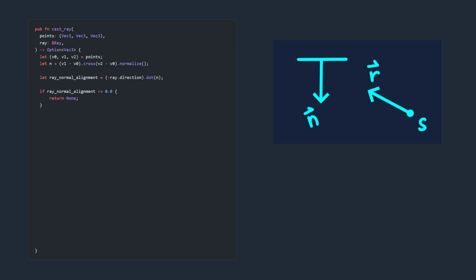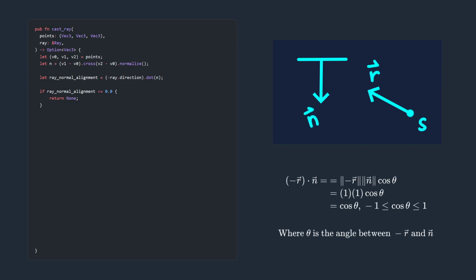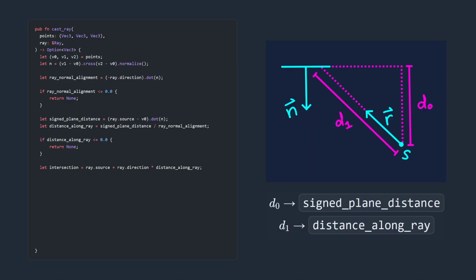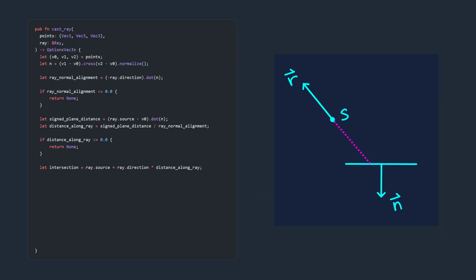Next, we check how the ray is aligned with the triangle's normal. Since both vectors are unit length, their dot product gives the cosine of the angle between them. If the value of this is 0 or negative, the ray is either parallel to the triangle or pointing towards its back face, so we can just return early. We can now compute how far along the ray needs to travel to intersect the plane containing the triangle. The point V0 is chosen arbitrarily for this. Any point on the triangle would yield the same result. By checking if the distance along the ray is less than or equal to 0, this prevents an edge case where an intersection could occur behind the ray's source.